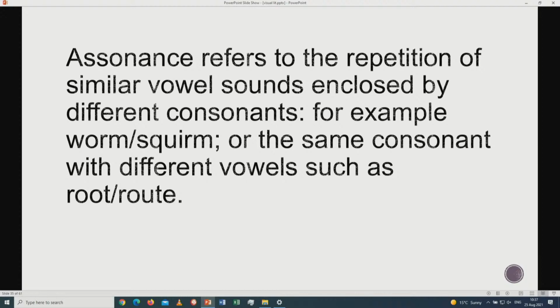Assonance refers to the repetition of similar vowel sounds. You remember we spoke about alliteration, which is usually at the beginning of a word. Now, the difference between assonance and alliteration: assonance also refers to repetition of similar vowels. Now we are talking about vowels, not consonants, enclosed by different consonants. For example, worm, swim, or the same consonant with different vowels such as root, rat.